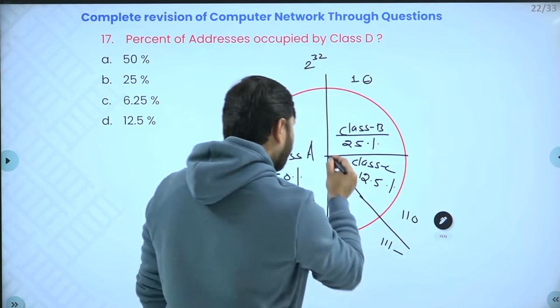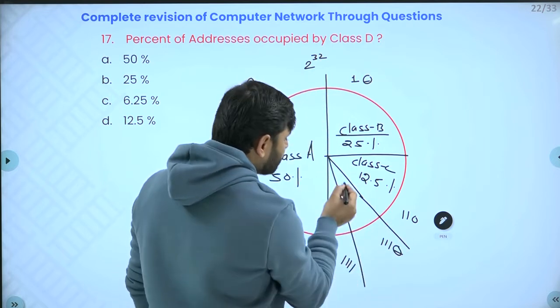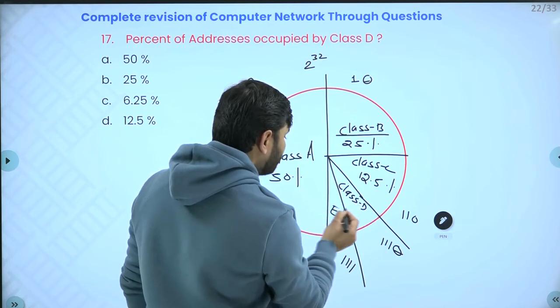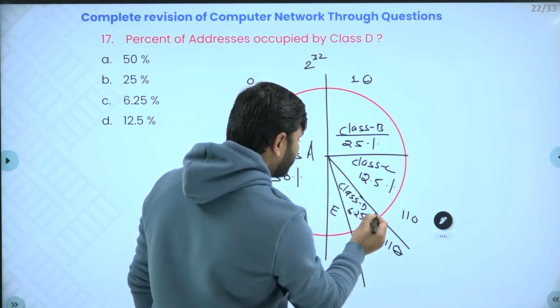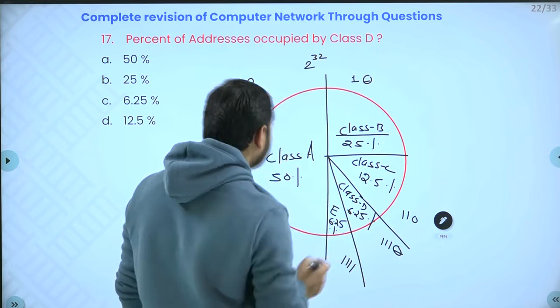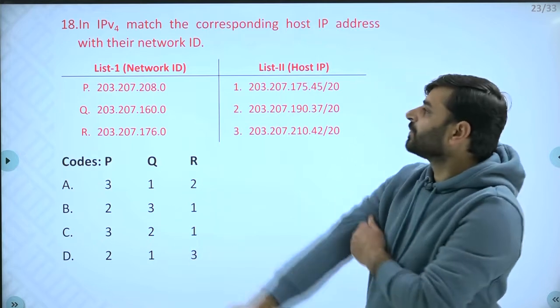If we choose 1 bit, it is again divided into 2 parts. In one part this bit is 0, in the other this bit is 1. This is for class D, and this is for class E. So we can say that class D is 6.25% and class E is 6.25%. So class D is 6.25%.